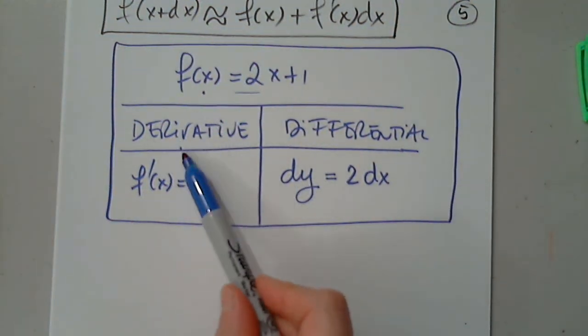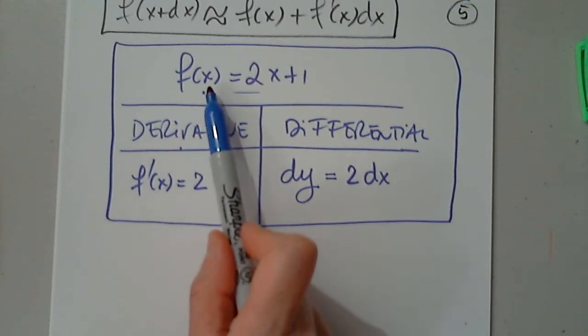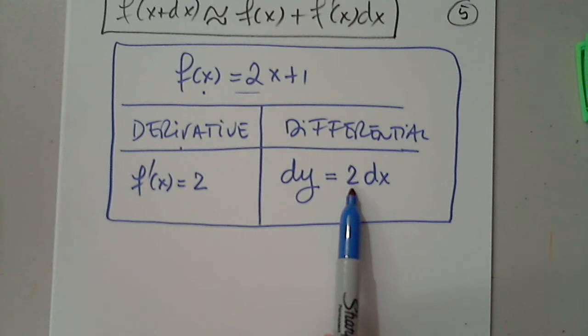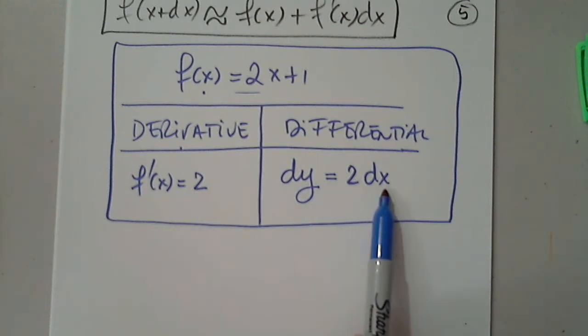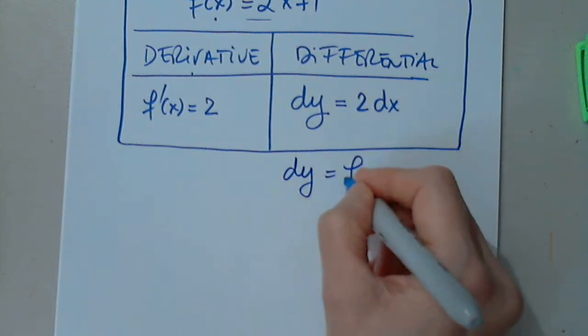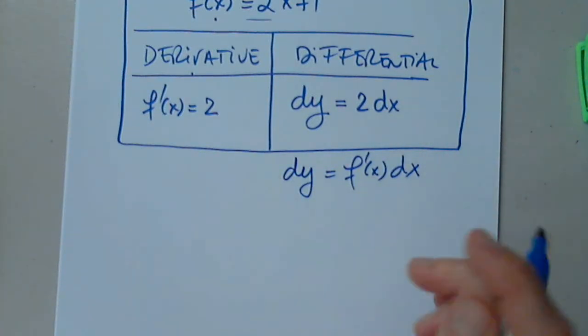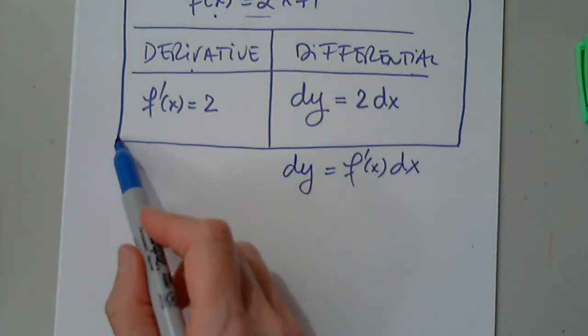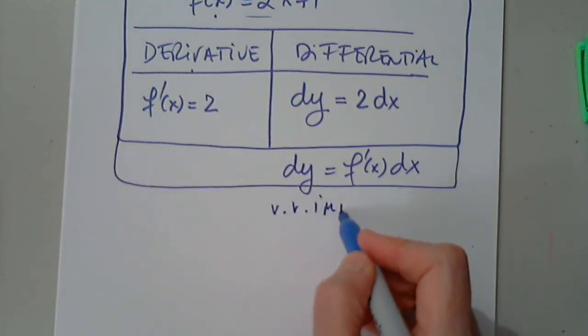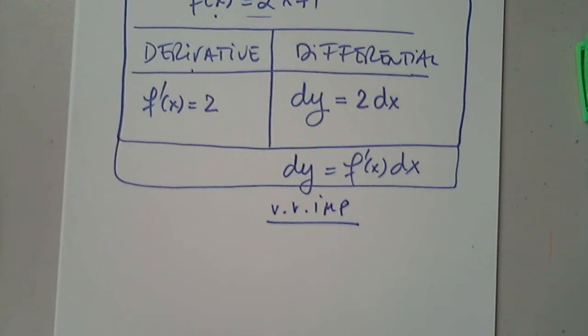If I'm asked to find the derivative, I write this. If I'm asked to find the differential of this, I have to write the derivative times dx. One more time, let's write it here. dy equals f prime of x dx. Please remember this very, very important concept.